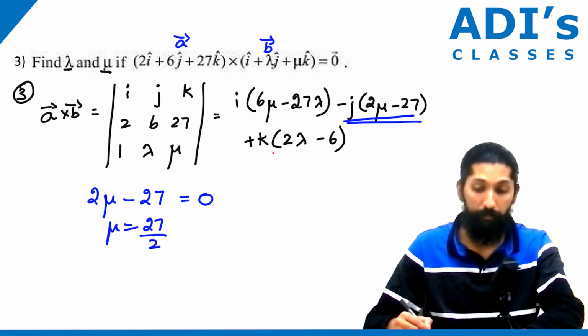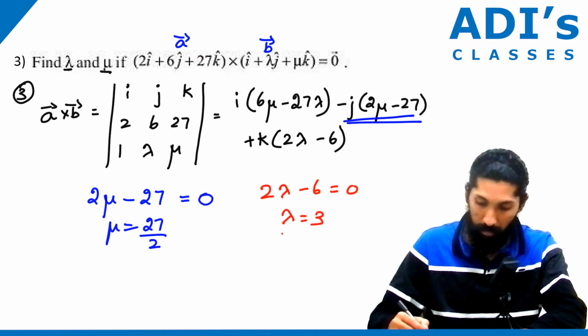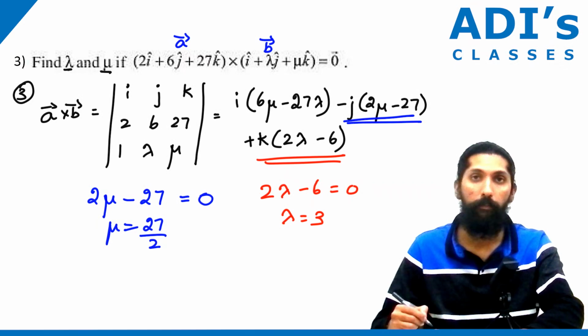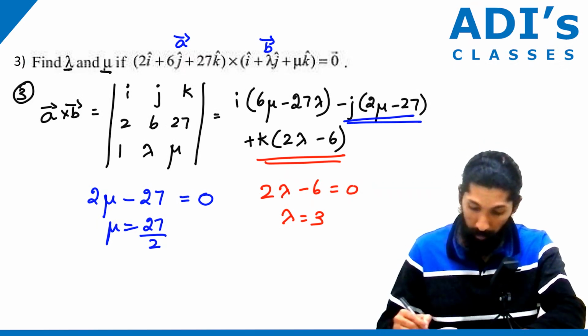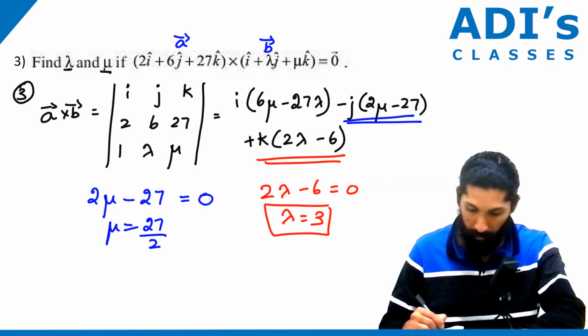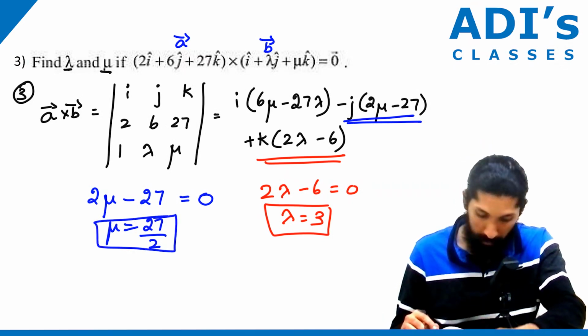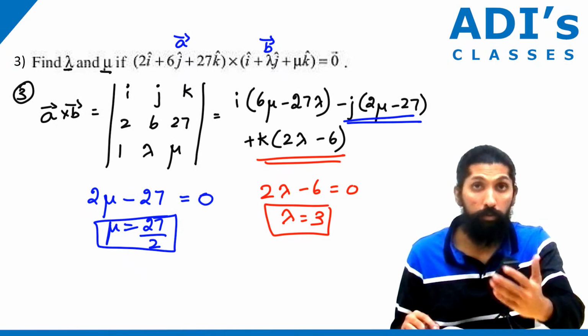The k value. 2 lambda minus 6 is equal to 0. So lambda is 6 by 2, which is 3. That means we are taking this value. Fair enough? So we got the value of lambda to be 3 and we got the value of mu to be 27 by 2. This is the answer for the third one. Now let's do the fourth one.